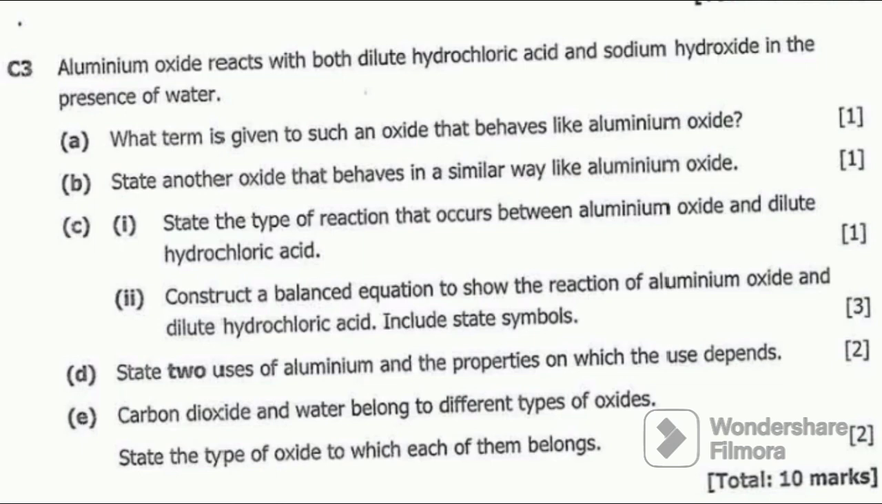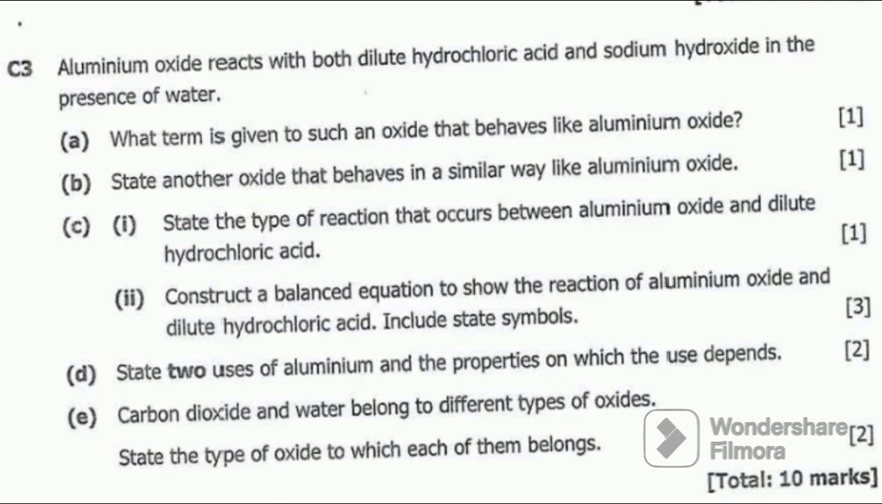Okay, so this question was under oxides. So I would like us to have a quick revision on oxides before we proceed to answering these questions. We are going to begin by defining what an oxide is. What is an oxide?